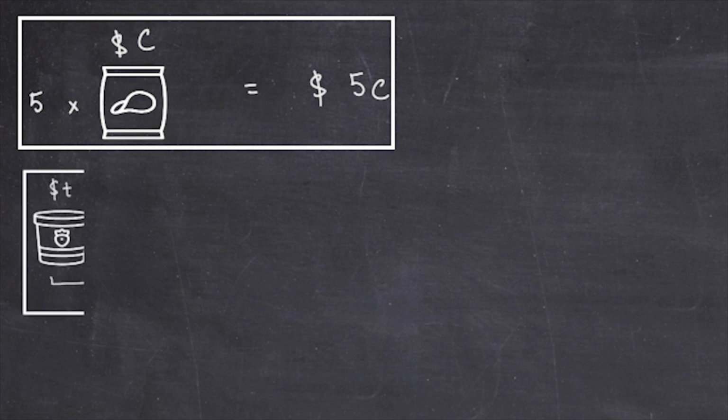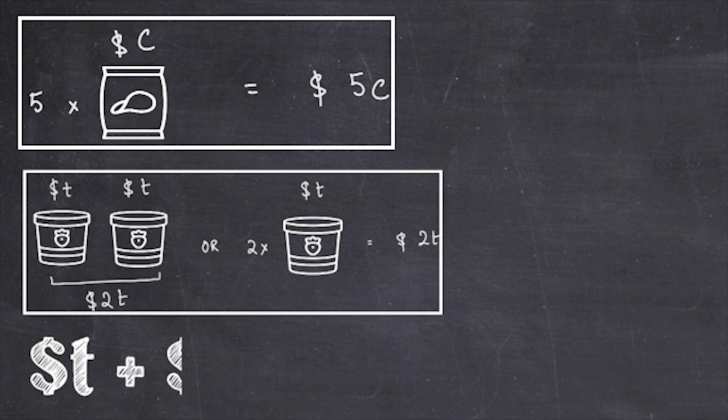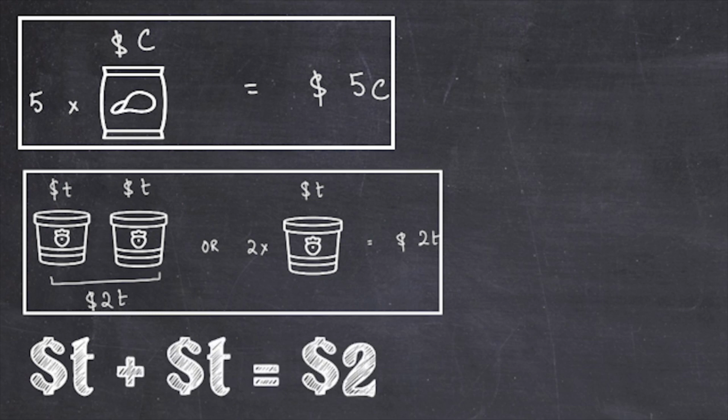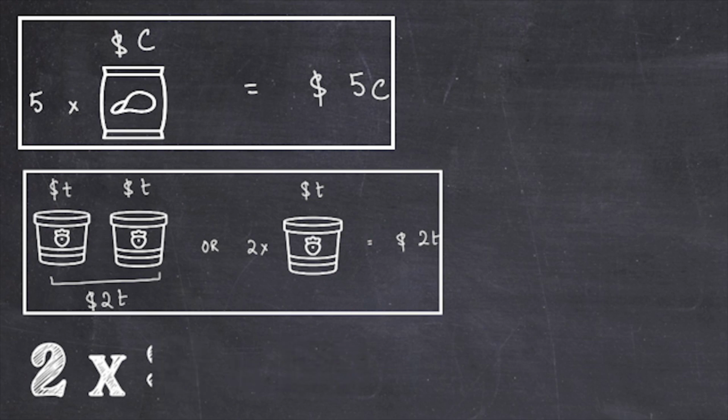Next, he buys 2 ice cream tubs at T dollars each. In the same way, we can find the total amount spent on ice cream as T dollars plus T dollars equals 2T dollars, or 2 times T dollars equals 2T dollars. We now need to find his total expense on snacks. To do so, we can simply add up how much he spent on chips and ice cream individually. This would give us 5C dollars plus 2T dollars.